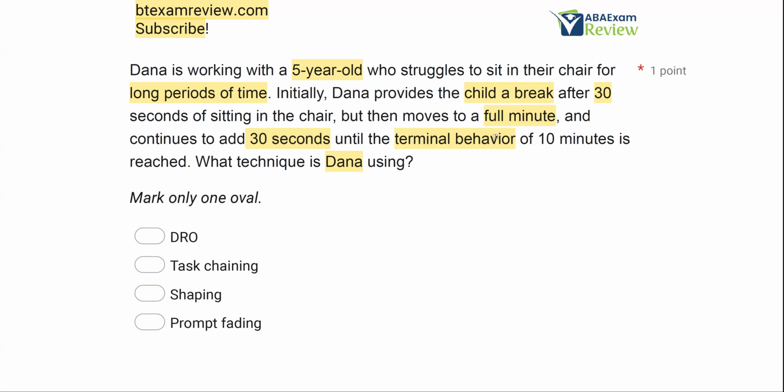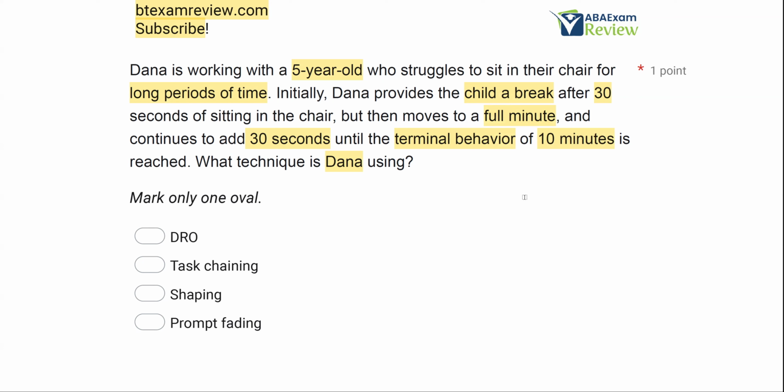Now, what do we call it when we have a terminal behavior or a final target behavior and we are reinforcing approximations until we reach that final behavior? Because that's what Dana is doing here. Each 30-second increment is an approximation for the terminal behavior of 10 minutes. What strategy is Dana using?